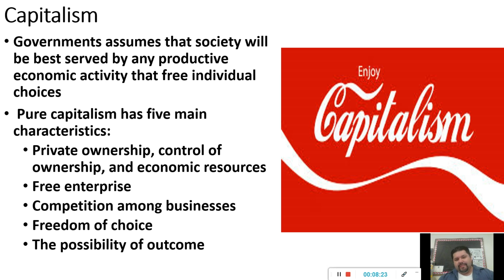The last one is pretty interesting. The possibility of outcome. Meaning, under this type of pure capitalism, no business is safe. You could be on top of the world one second and then boom, your business is crashing and burning. The government's not going to come save you. It's going to crash and burn, and it's going to be on you. So without that safety net, businesses are more enticed to do what they can, be innovative, find new ways to keep afloat, keep business going.